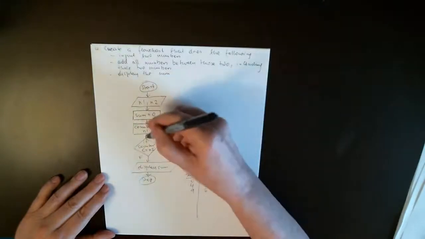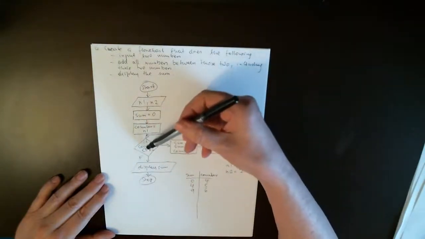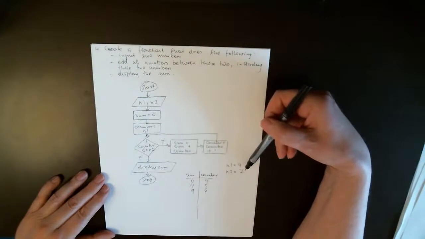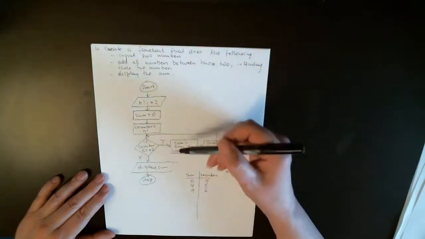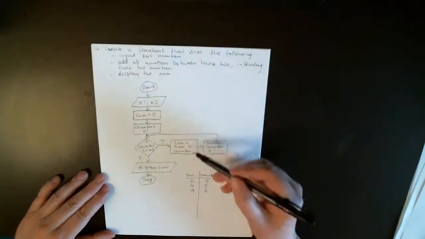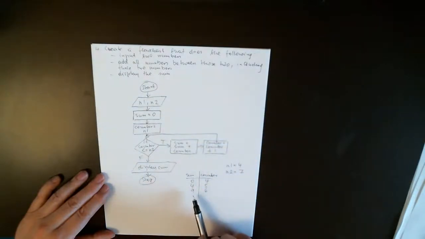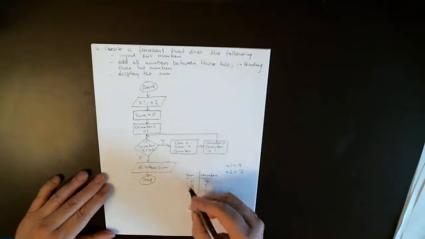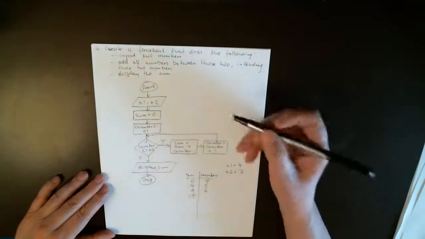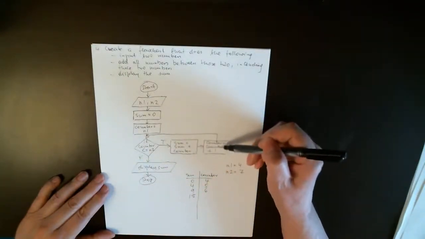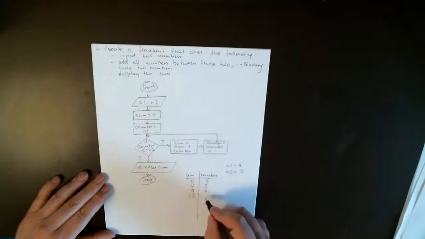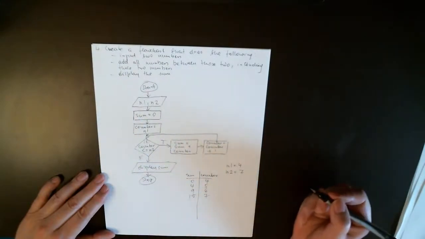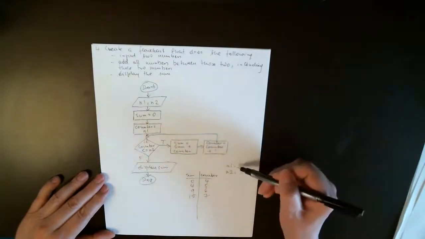Now let's go here. Is 6 less than or equal to 7? Sure it is. So our new sum is equal to the old sum plus counter. So 9 plus 6, guess what? The whole 15. And now, what happened to the counter? Now it becomes 7. And we continue.